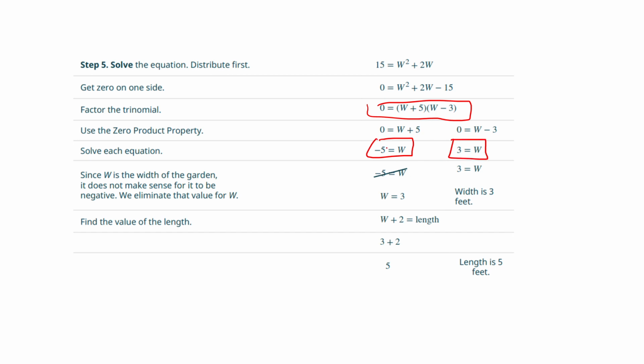Now here's the problem. This is a width. So it's a width of a garden, so it can't be a negative width. So even though we got two answers again, this one is not valid. We can't have a negative width. So we're going to go with this guy. And if he's the width, we go back to our dictionary. If the one is 3, the other one must be 5.